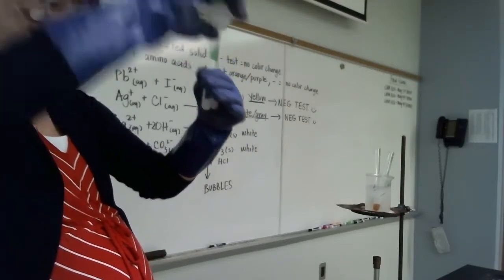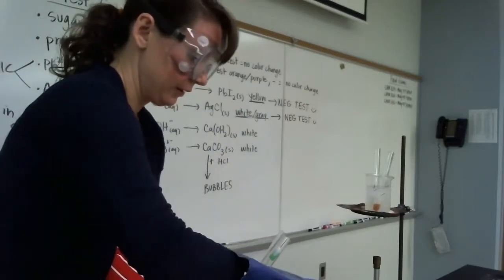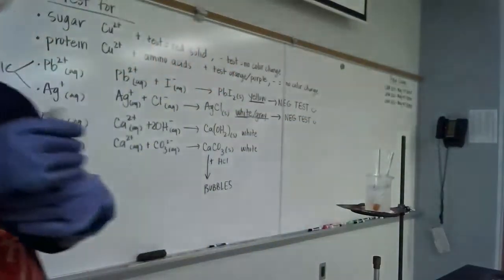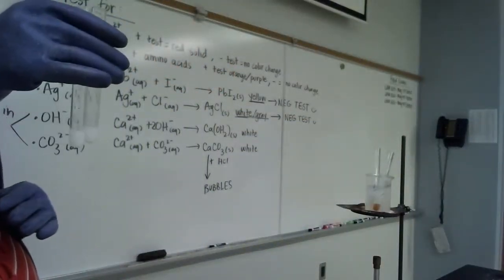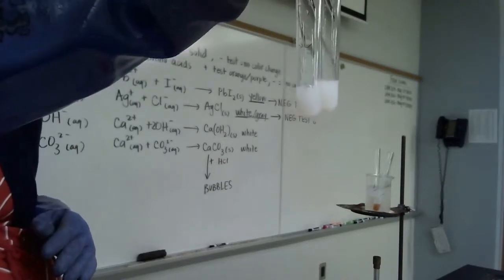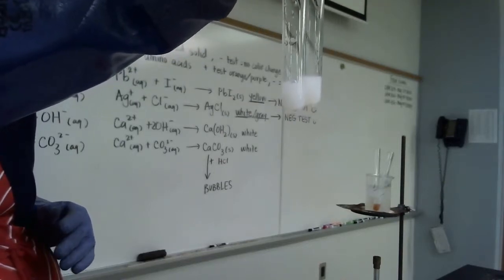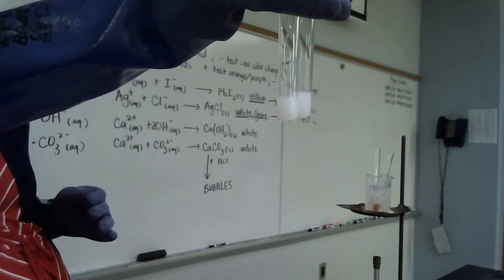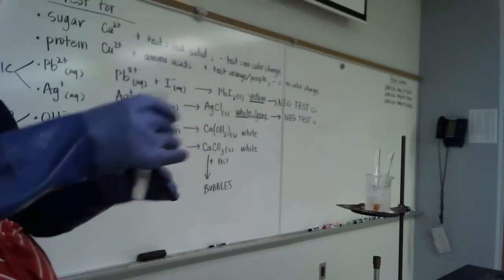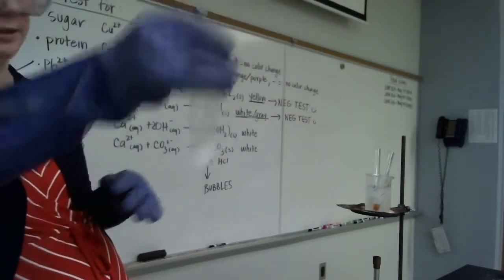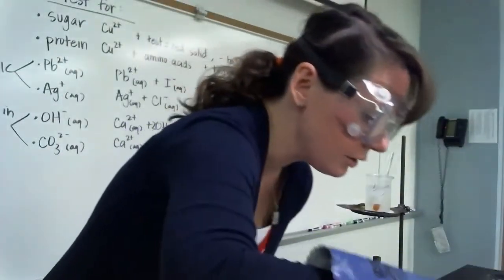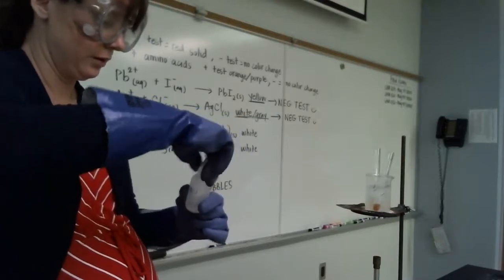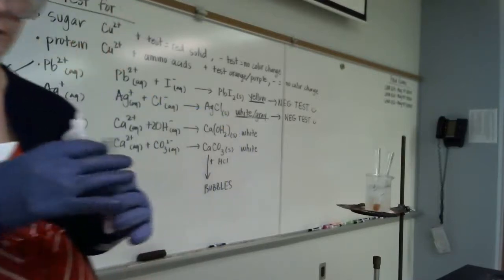All right, so in our test for hydroxide and carbonate, I got a white precipitate both times, right? That milky color says, yes, there's a precipitate here. But how do I know, did I make calcium hydroxide or did I make calcium carbonate? Well, now, since both of these contain the same thing, I'm going to add some acid to it. Strong acid, hydrochloric acid. And see what I get.